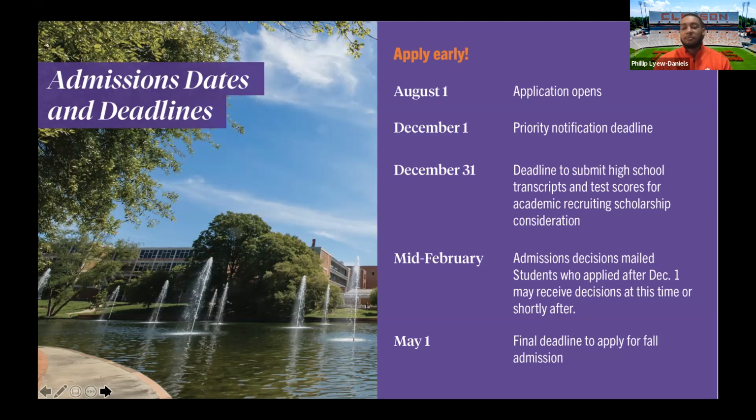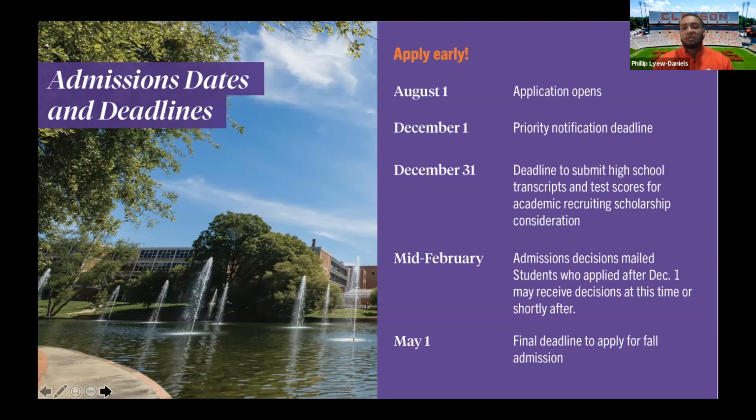By mid-February, if you meet my December 1st and December 31st deadlines, you are guaranteed to have your decision. This year we have created an admissions portal, so by mid-February in your portal, you will be able to see what your decision is. And then last but not least, if you meet my two deadlines, December 1st and December 31st, you are automatically in the running for any merit-based scholarships that we have.